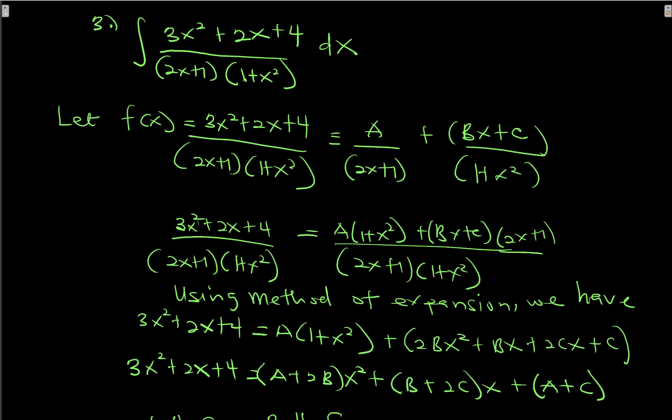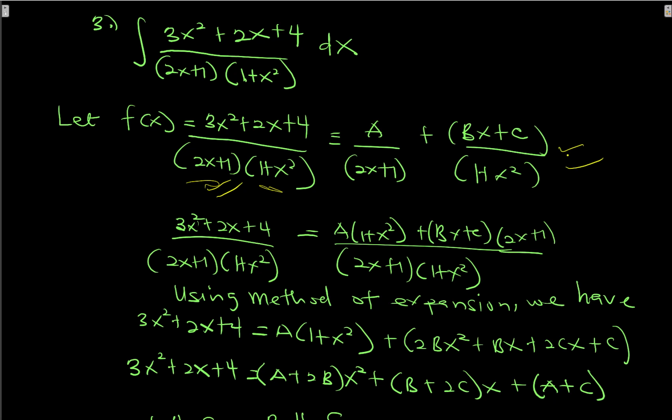Okay, now this is the solution. Maybe you can compare your answer with mine. So we let our integrand be f of x, and we express the integrand as a partial fraction. This is a partial fraction of the second type because the denominator is just a product of a linear function and a quadratic function. The quadratic function is 1 plus x squared, and the linear function is 2x plus 1. When you're expressing it as a partial fraction, it should be of this form.